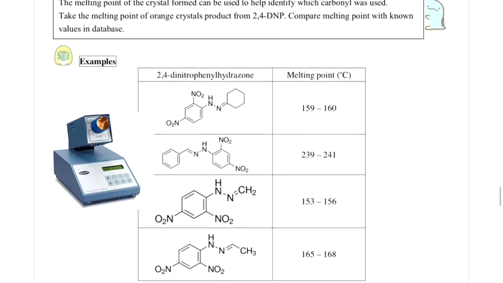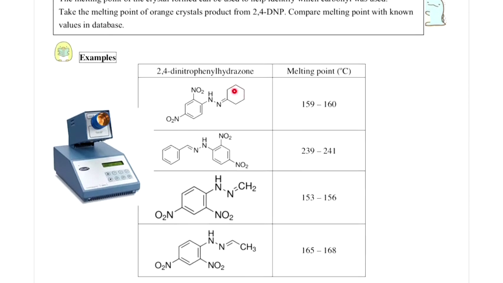So here we've got some examples. You can see that different compounds have different melting points, so you just compare them. You can look up those data in the data bank, and then you carry out the experiment to measure the melting point of your sample using this kind of machine.